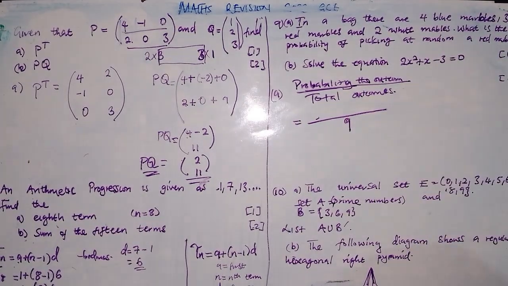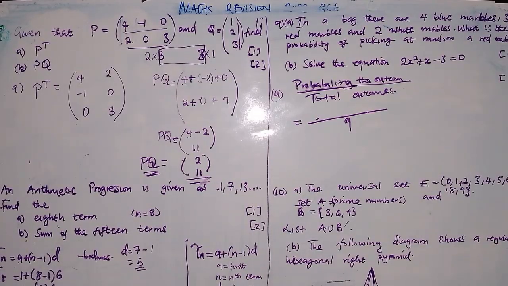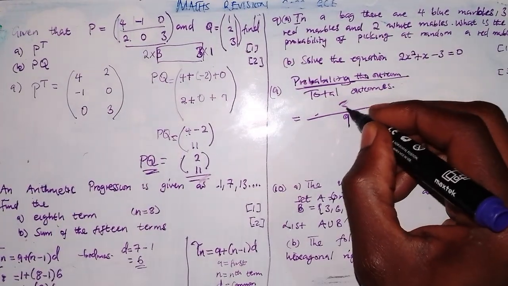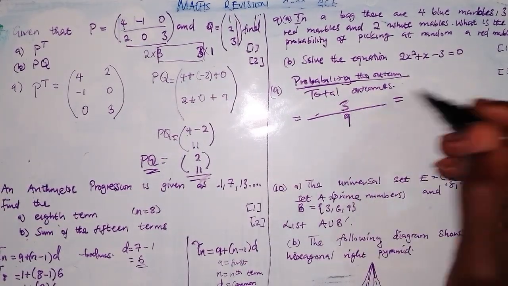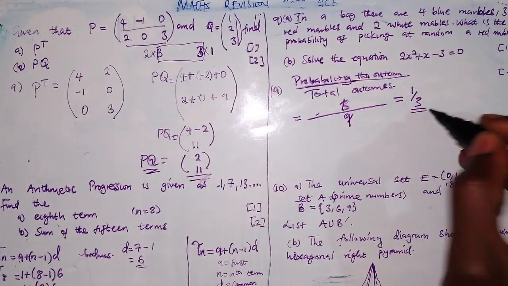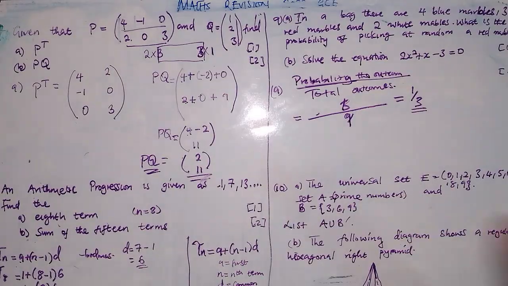Then what is the probability of picking red? So what is the outcome? We have 3 red marbles, so you say 3 over 9. Then here you just simplify. 3 into 3, 1. 3 into 9, 3. You have solved the probability. So the probability is one of the easiest questions you come across in paper 1.